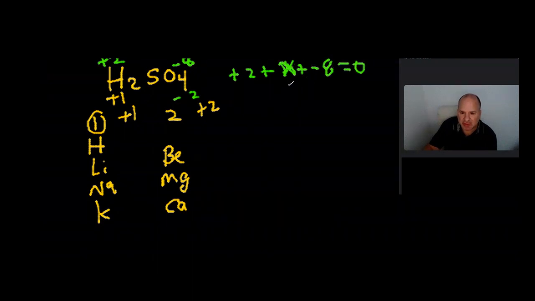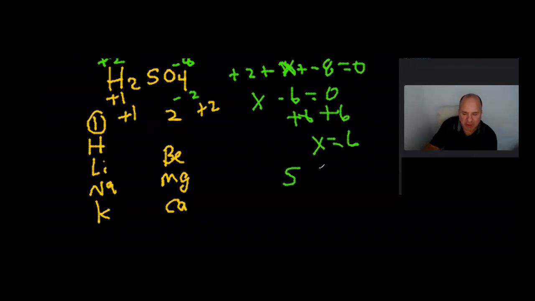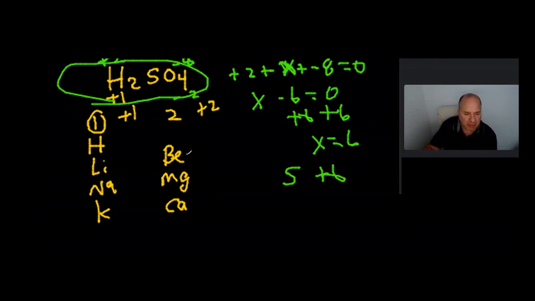So plus 2 and negative 8 is negative 6. So x minus 6 equals 0. So I add 6 to both sides. X equals 6. That means the sulfur has a plus 6 oxidation state. The whole thing must sum to 0. Okay? That's one way to look at it.